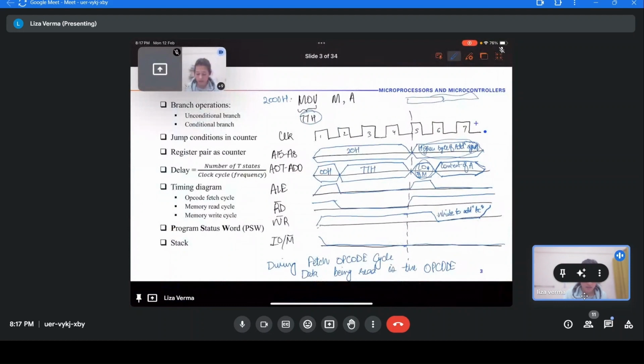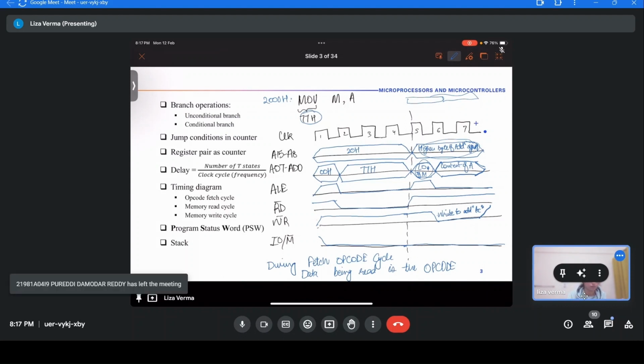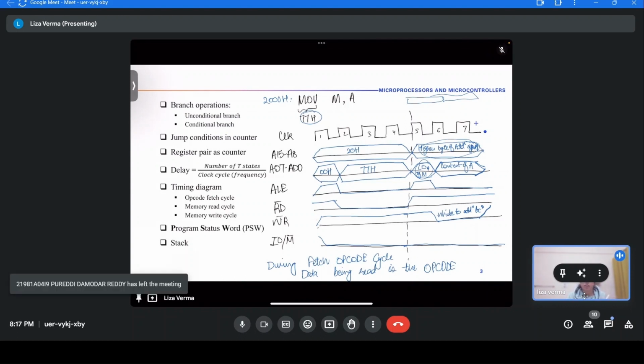Together they make up this 16-bit word, called the program status word. Whenever in the program it is necessary to execute some subroutine or call something else, and you want to save the status of your current main program, you push this program status word, the 16 bits, to the stack.